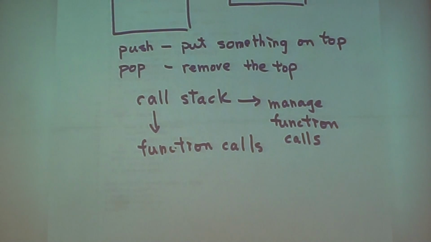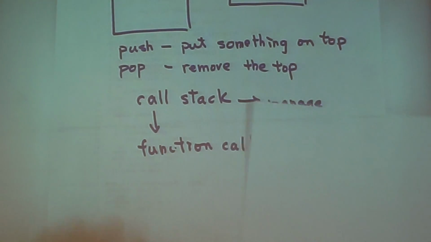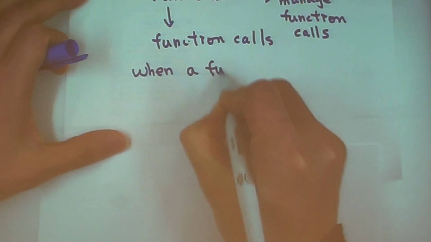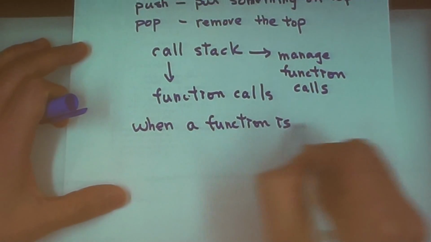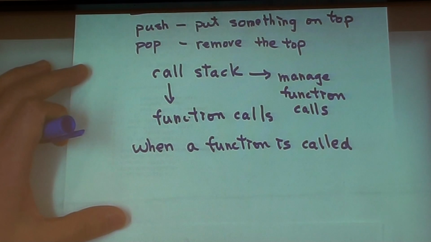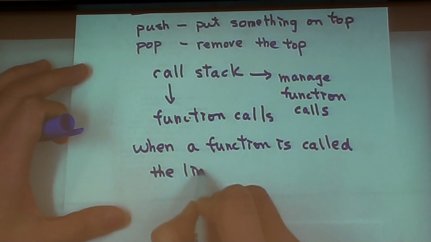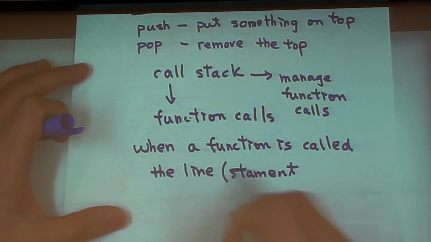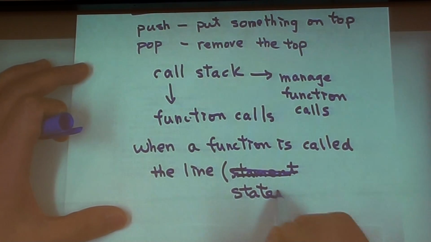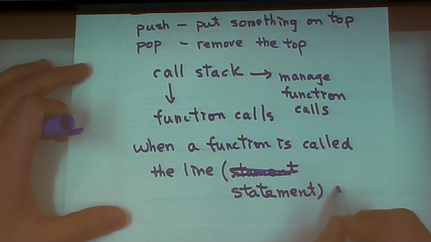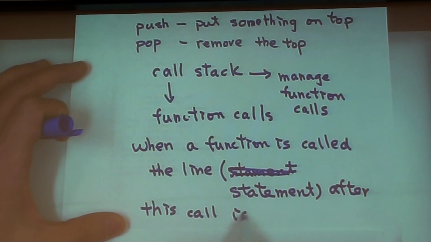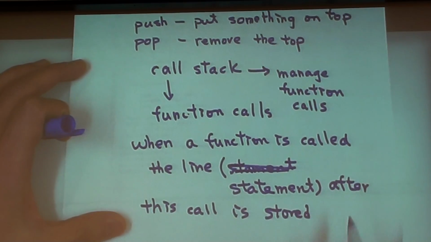Whenever you call a function, when a function is called, the line, in other words, the statement, I assume you don't write two things on the same line. The statement after this call is stored in the call stack.